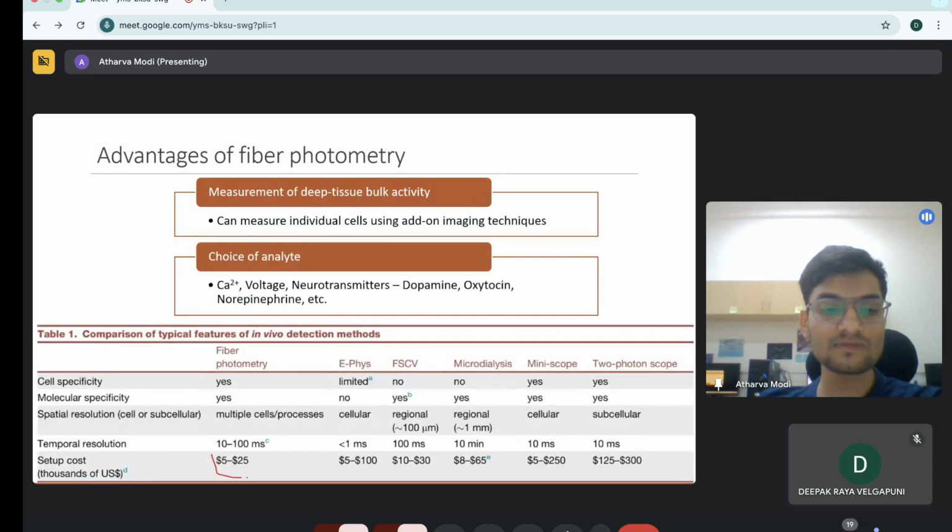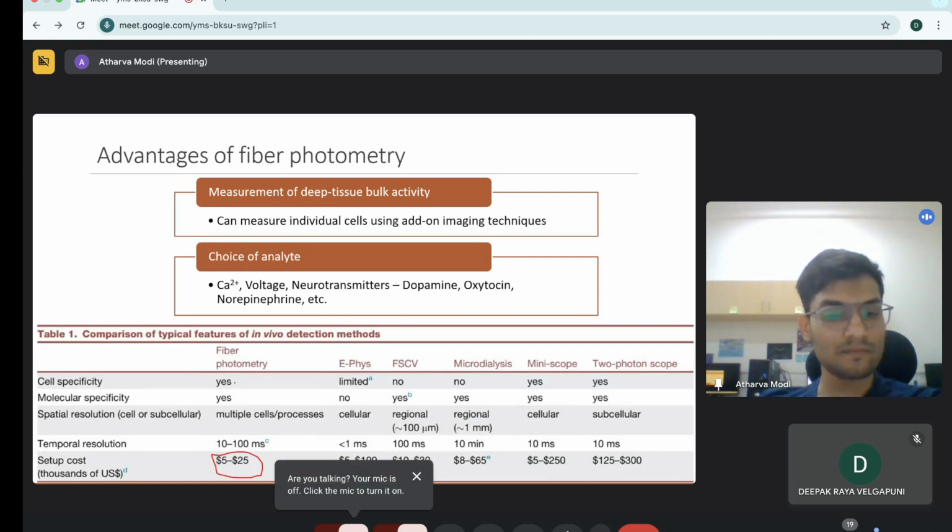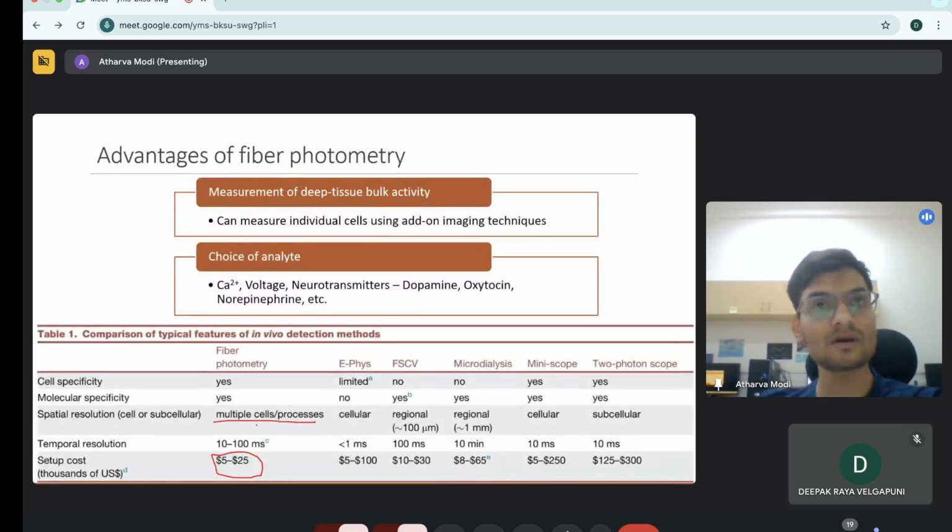Now if you compare this with other detection methods like electrophysiology or voltammetry, you will find that this is a cheaper method also, which can provide a decent temporal resolution. It can even provide measurements from multiple cells, and you can even resolve single cells if you apply sophisticated optics to this process.